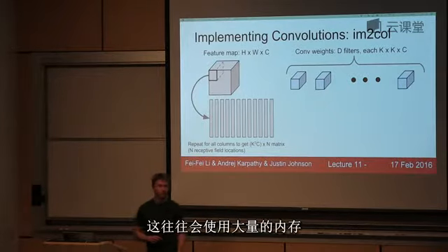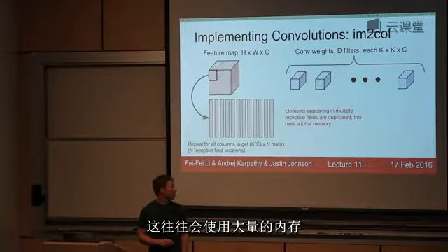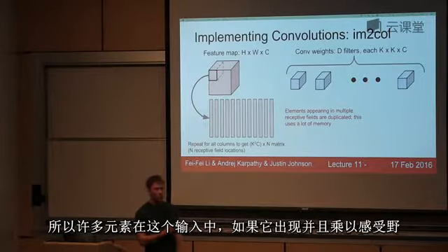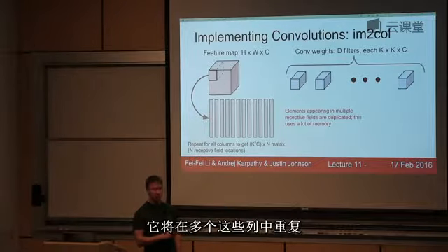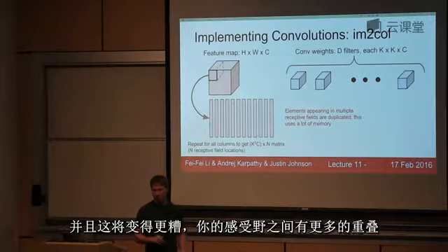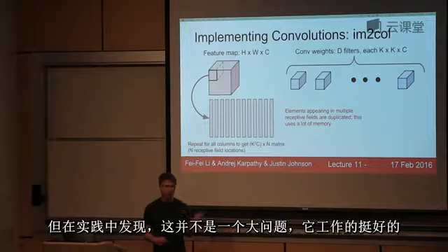Yeah? You might have a lot more columns than you had. Yeah, that's true. So this tends to use a lot of memory, right? Any element in this input volume, if it appears in multiple receptive fields, then it's going to be duplicated in multiple of these columns. And this is going to get worse the more overlap there is between your receptive fields. But it turns out that in practice, that's actually not too big of a deal, and it works fine.